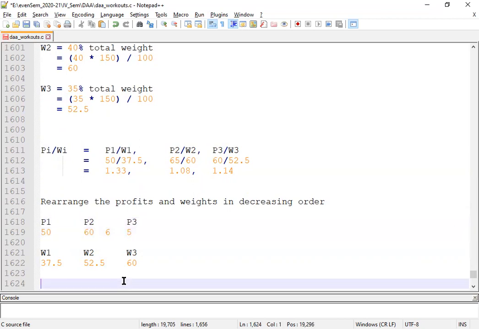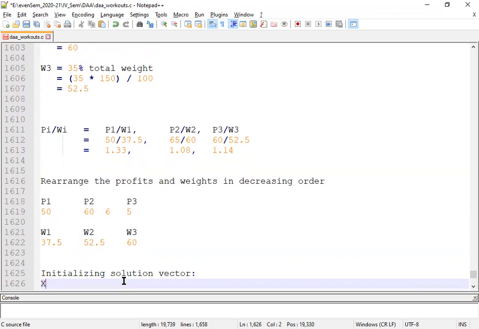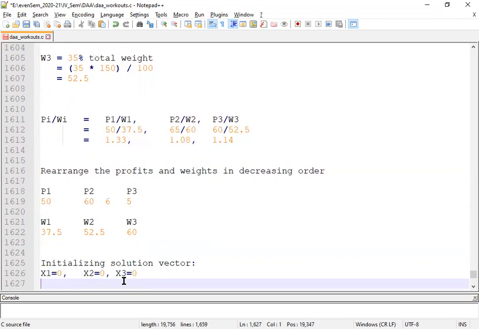So these are the rearranged profits and their respective weights. Now, first we need to initialize our solution vector. So initializing the solution vector, we get x1 equals 0, x2 equals 0, and x3 is also equal to 0.